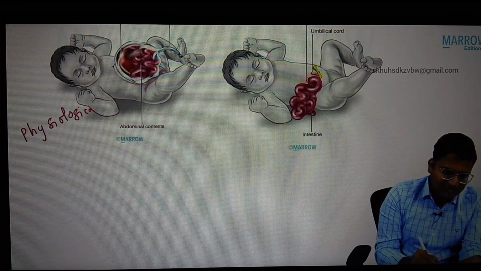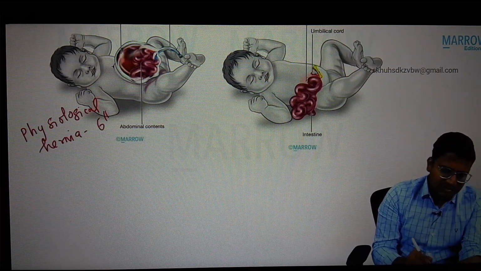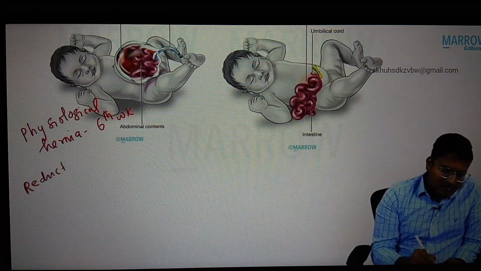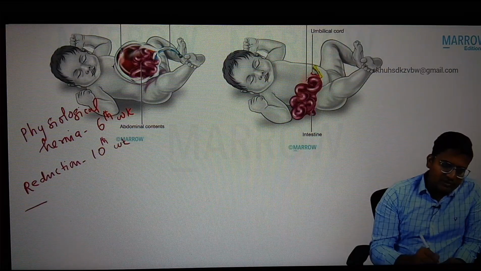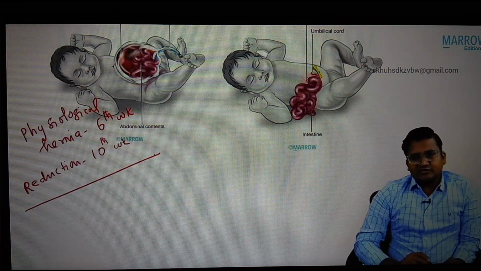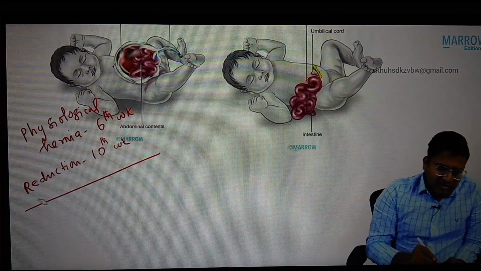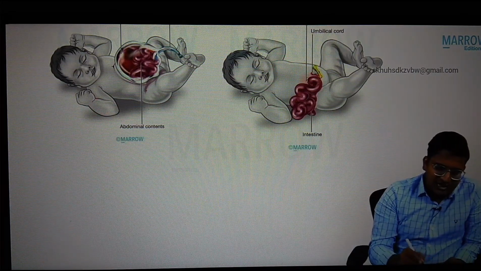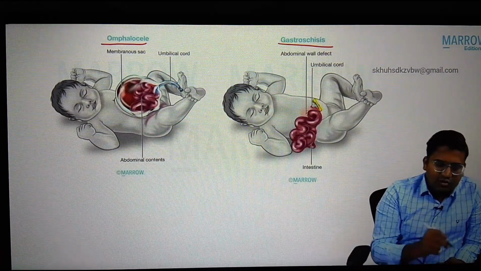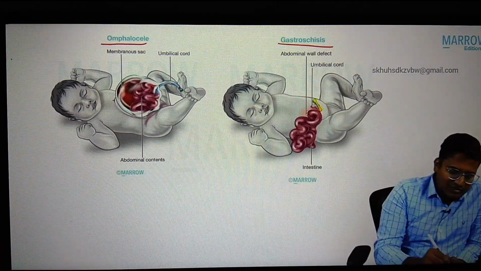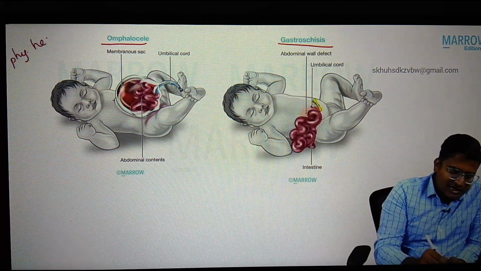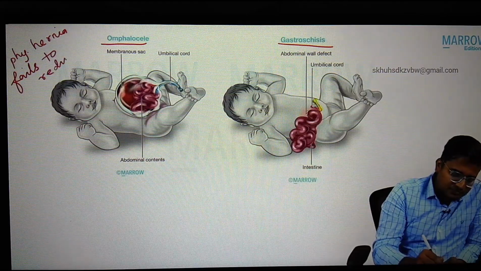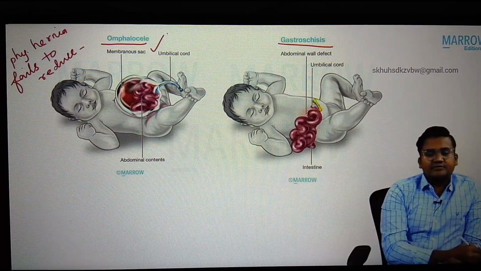Physiological hernia occurs by? Very good, 6th week. Now when will the reduction take place? The reduction of physiological hernia will occur by the 10th week. Physiological hernia, 6th week. Reduction of physiological hernia, by 10th week. Now if the physiological hernia fails to reduce, then that is called omphalocele. So for omphalocele, please write: the physiological hernia fails to reduce. That is called omphalocele.